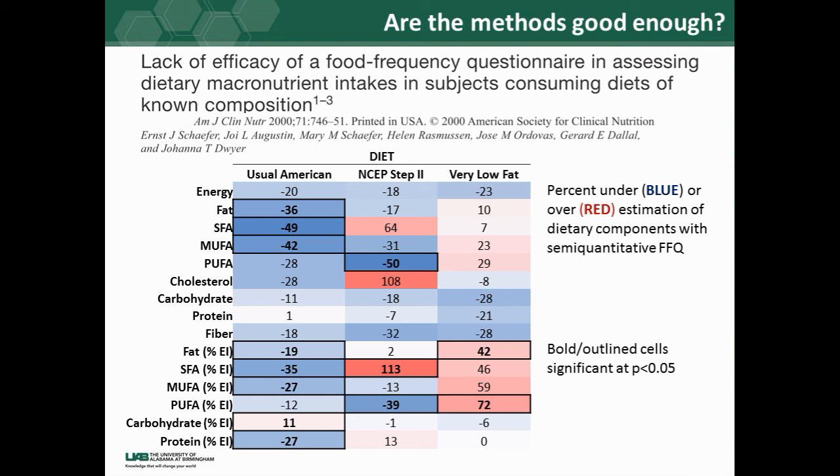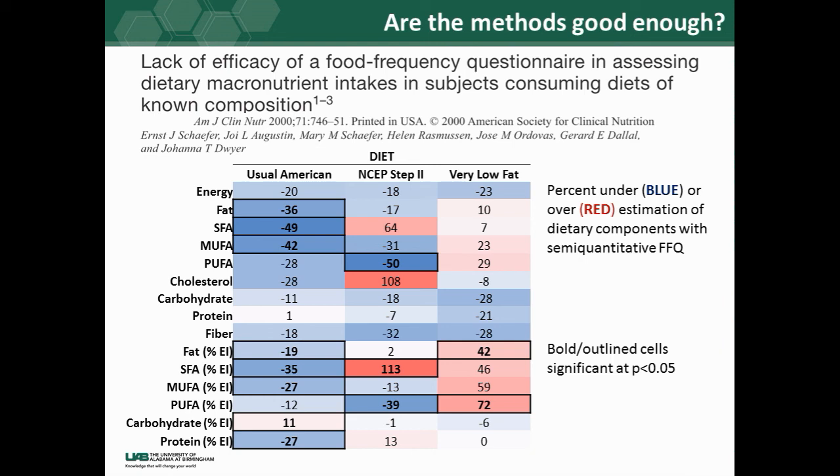And what we see, the way I set up this table is I kind of made it like a heat map. And so anything that is blue is being underreported, and anything that is red is being overreported. And anything that is in a bold outlined cell is something that was significantly different at p less than 0.05.